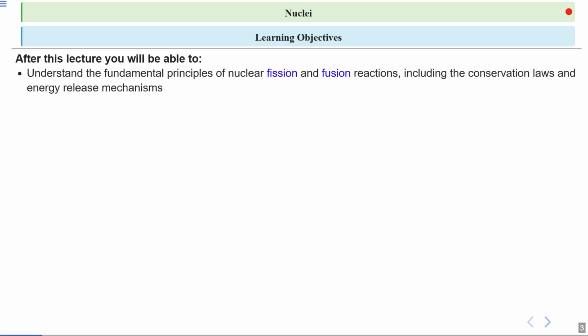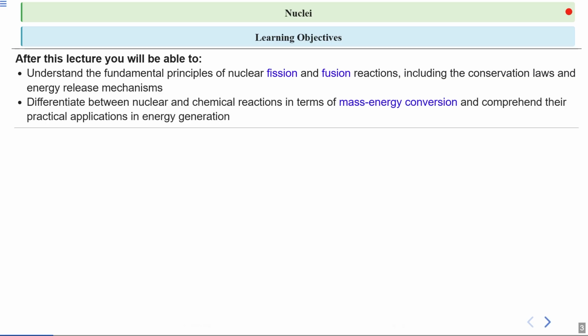Let's start with the first goal, understanding the basic principles of nuclear fission and fusion. Fission is when a heavy nucleus splits into smaller parts, releasing energy, while fusion is when light nuclei combine to form a heavier nucleus, also releasing energy. Both processes follow conservation laws like conservation of energy and conservation of charge. Differentiate between nuclear and chemical reactions in terms of mass energy conversion and comprehend their practical applications in energy generation.